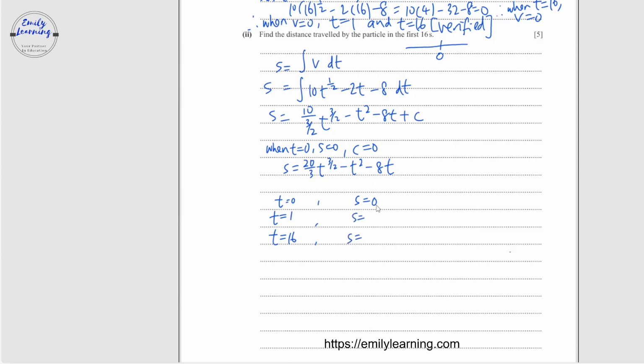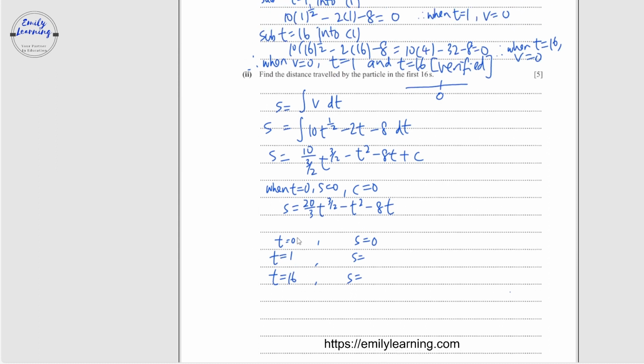We already know that at t equals 0, s is 0. So this is the starting point, this is the ending point, and we also need to include when it turns. It starts at 0 seconds, ends at 16 seconds, and turns at 1 second. So let's find s. When t is 1, s is 20 over 3 minus 1 minus 8. So it's negative 2 1/3 meters.